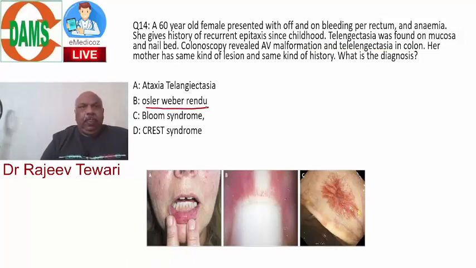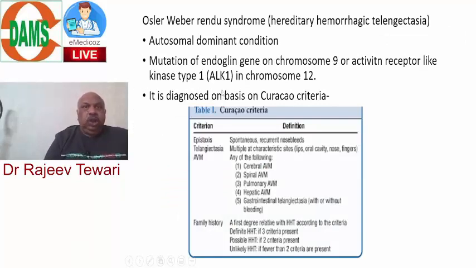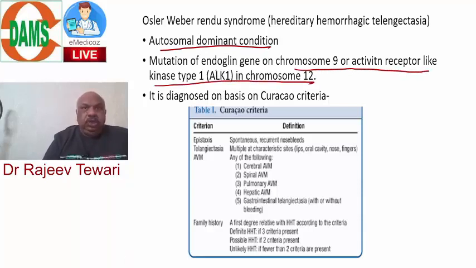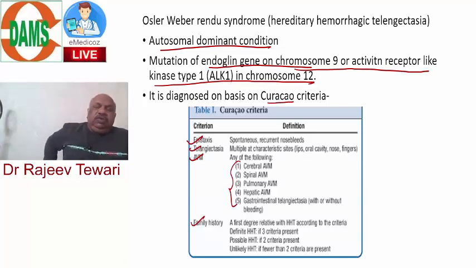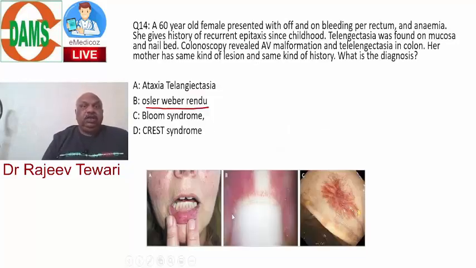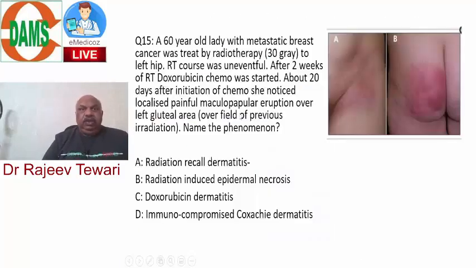Here, the most probable diagnosis is Osler-Weber-Rendu syndrome. This is autosomal dominant, chromosome 9 for endoglin, or activin receptor-like kinase type 1, ALK1, on chromosome 12. The Curaçao criteria is used for the diagnosis, which is simple: epistaxis, telangiectasia, AV malformation in visceral organs, and family history. If 3 out of these 4 are positive, then it's confirmed Osler-Weber-Rendu syndrome, which presents with epistaxis and GI bleeding. It is autosomal dominant, so family members should always be screened. There is a 50% risk of a family member having this problem.